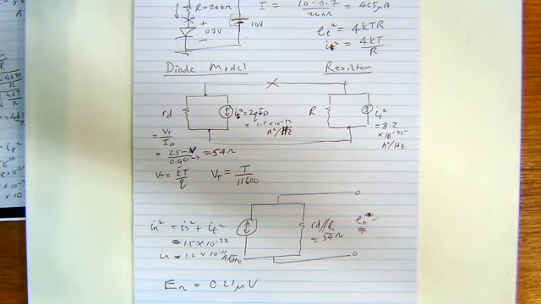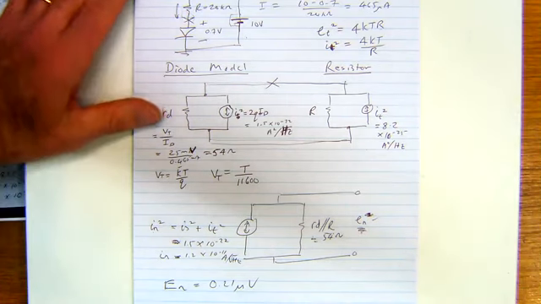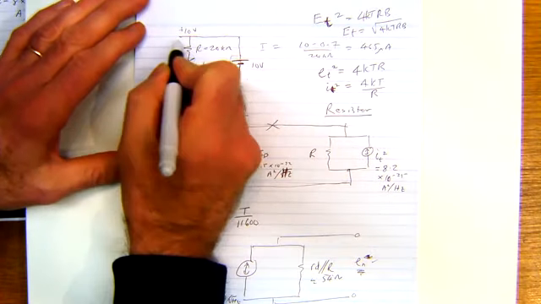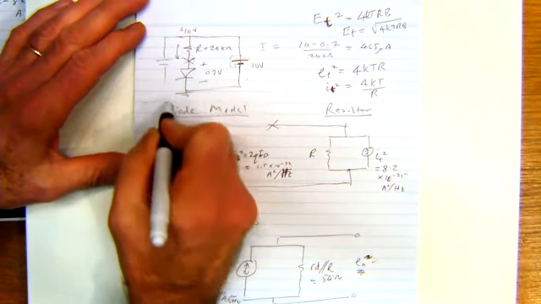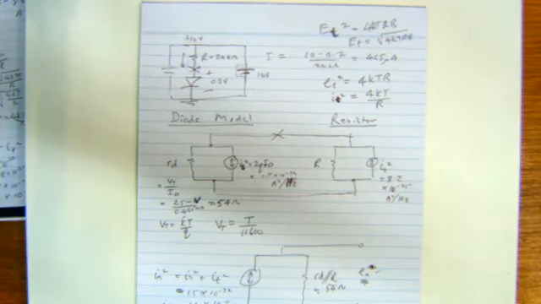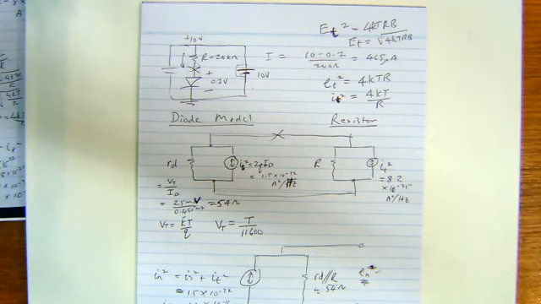Subsidiary question might be, what value of capacitor would you put across this to give you a noise equivalent bandwidth of 100 kilohertz? I don't know what the answer is at the moment. I haven't worked it out. But I suppose that's a question one could ask.